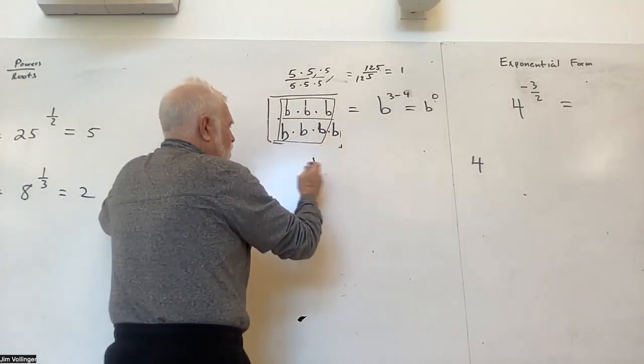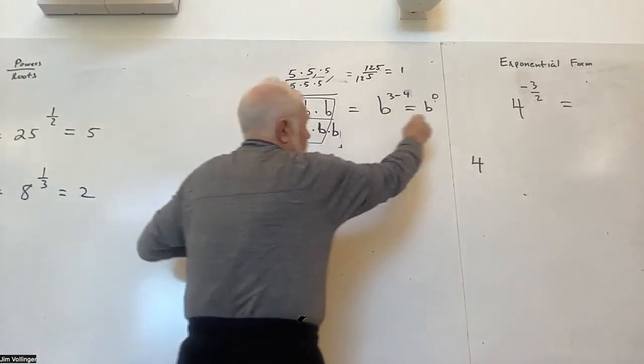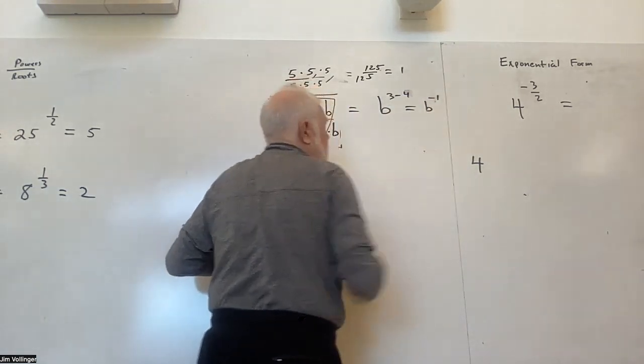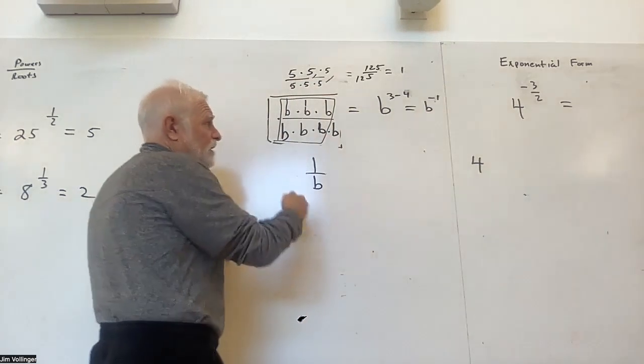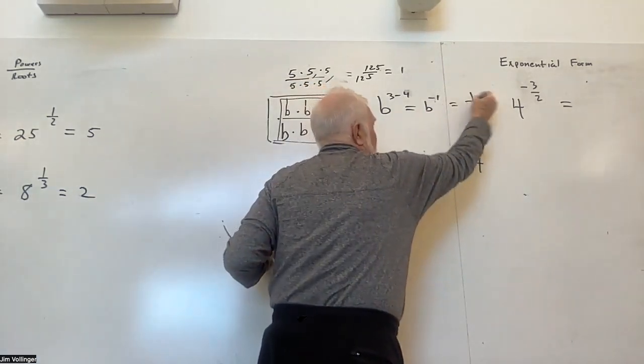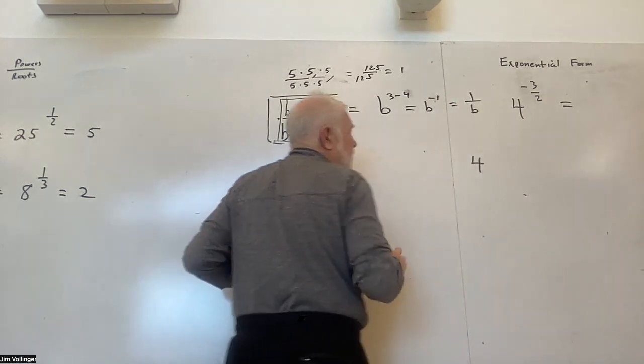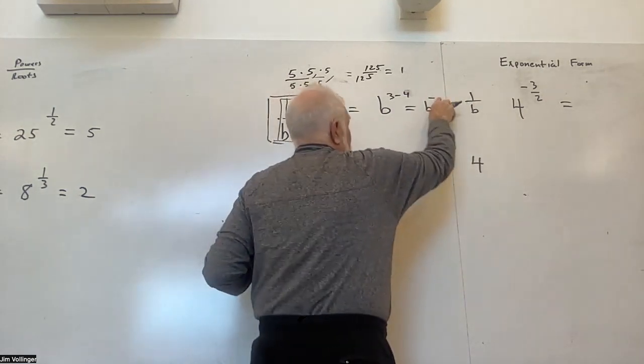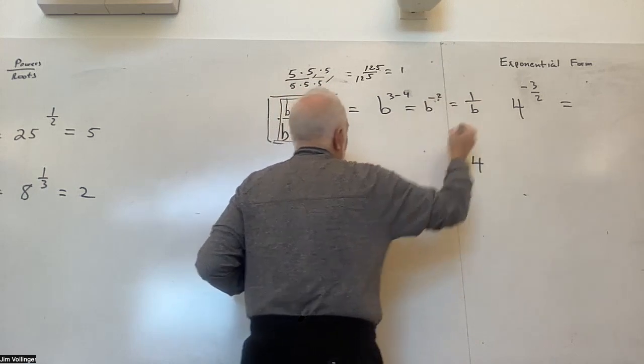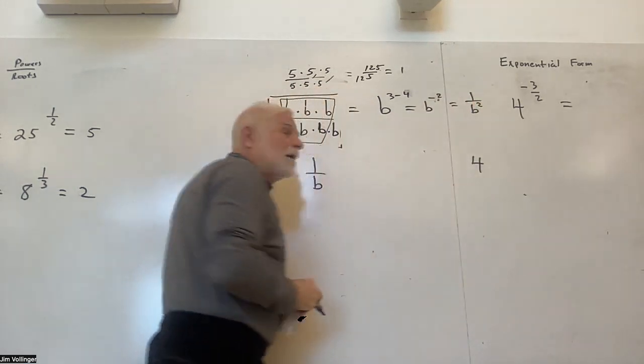How are we going to write that? How are we going to write 1 over b? Well, according to this, that's b to the minus 1. So b to the minus 1 really is about an extra factor. I guess I can call it a factor in the denominator. Want to guess what b to the minus 2 is? If you said 1 over b squared, you'd be right.